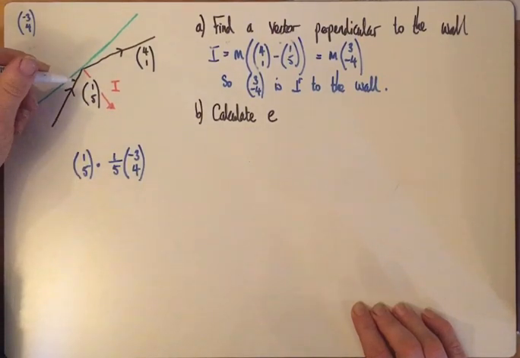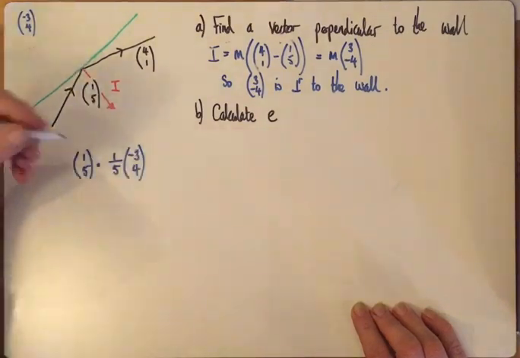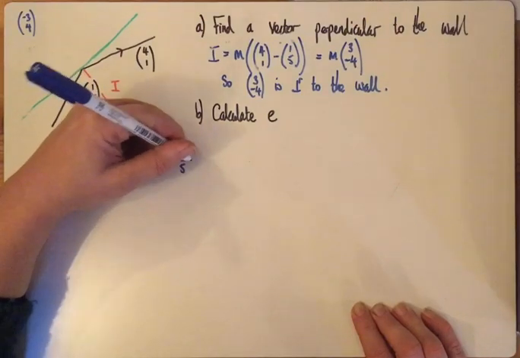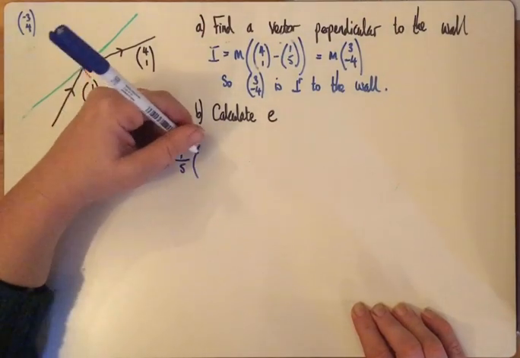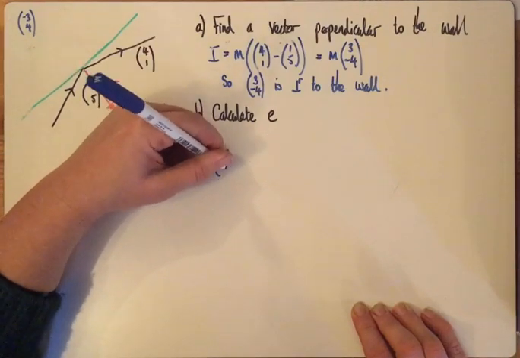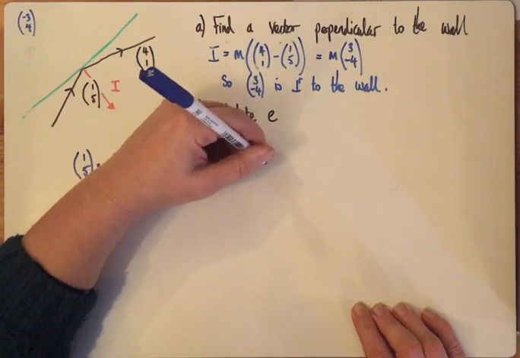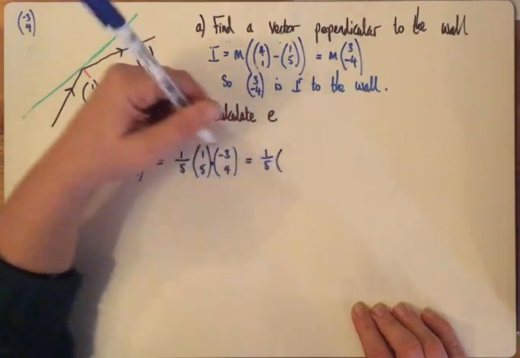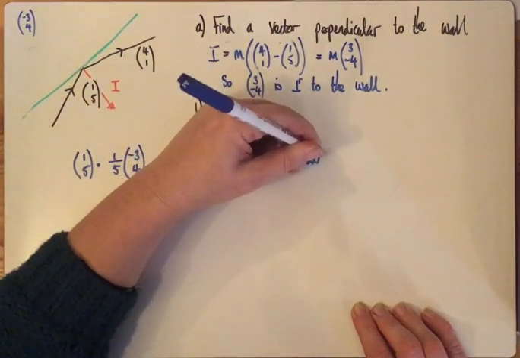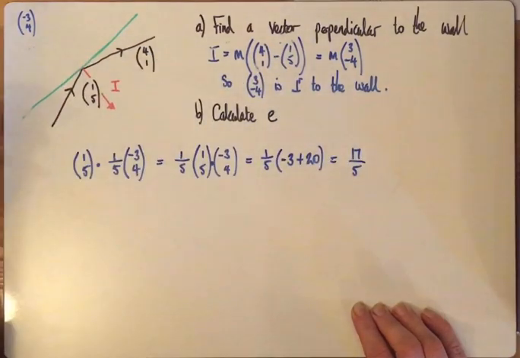So that's going that way. And so this will give me the magnitude of this vector cos theta. So it's projecting it over. You might want to just pull out that fifth actually. So it's 1/5 lots of minus 3 plus 20, which is equal to 17 over 5.